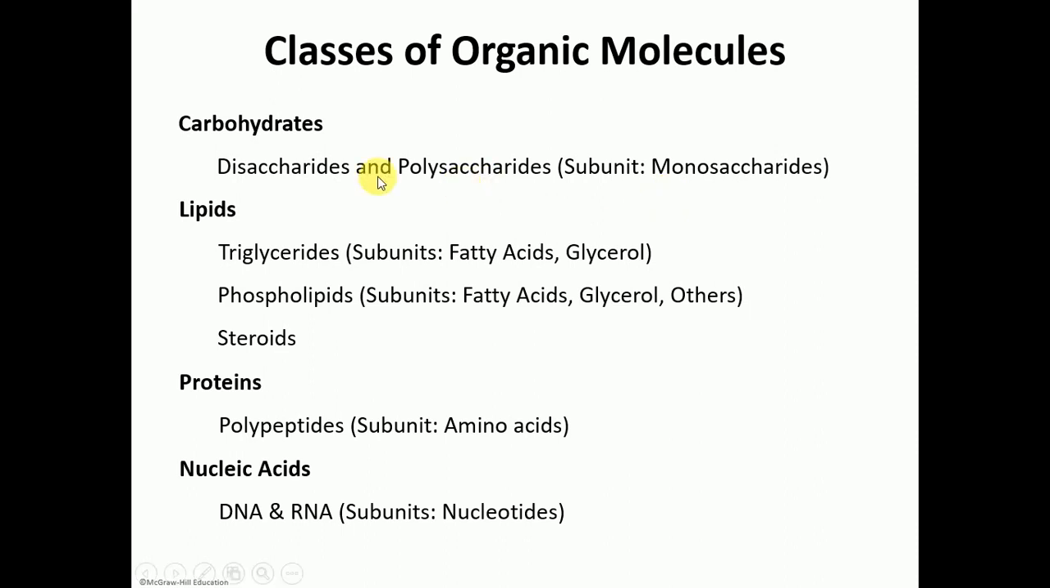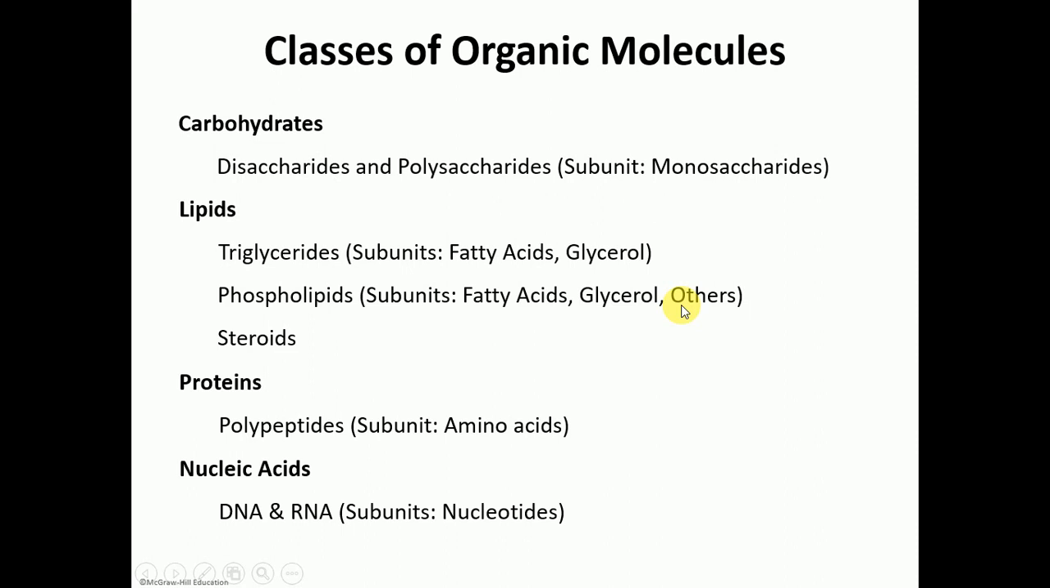cell. Now for lipids, there are three of them that we want to learn about. There are triglycerides, and we'll see that they're made out of fatty acid chains and glycerol. Triglycerides is just a fancy term for fat. So the fat cells are made out of triglycerides. Phospholipids are made out of fatty acids, glycerol, and others.